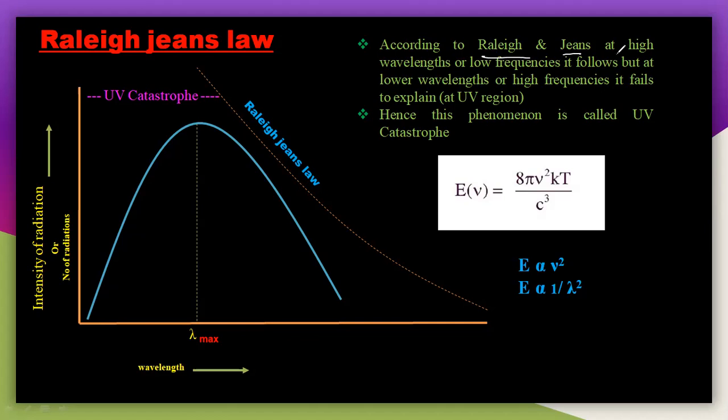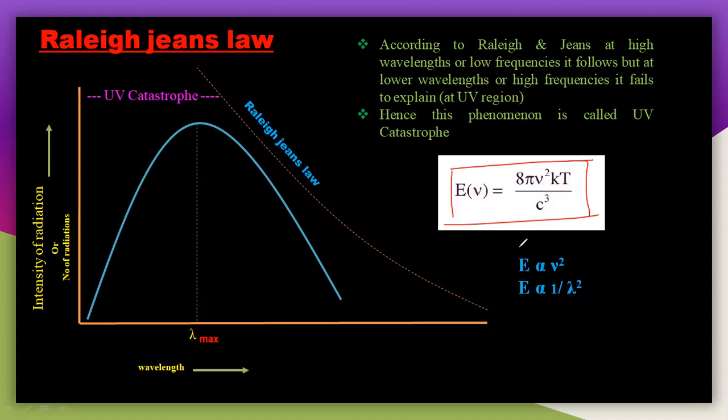So according to Rayleigh and Jeans, at high temperature, wavelengths are low and frequencies high, it follows, but at lower wavelength, a high frequency. So what is this high, low? We'll remove all these things. First, very simple. First, you have to understand this particular equation here. So what is this equation? It is the equation given by the Rayleigh-Jeans law.